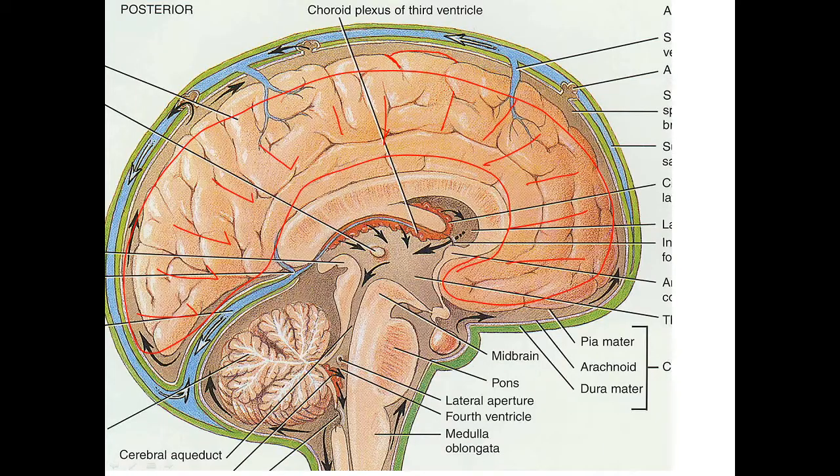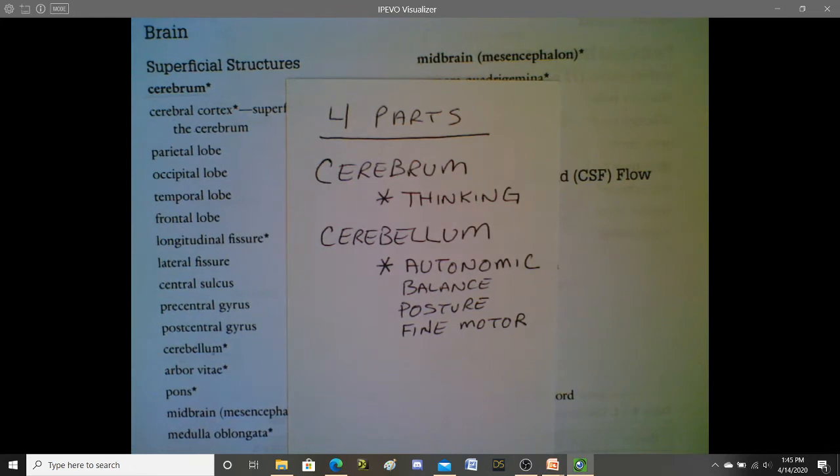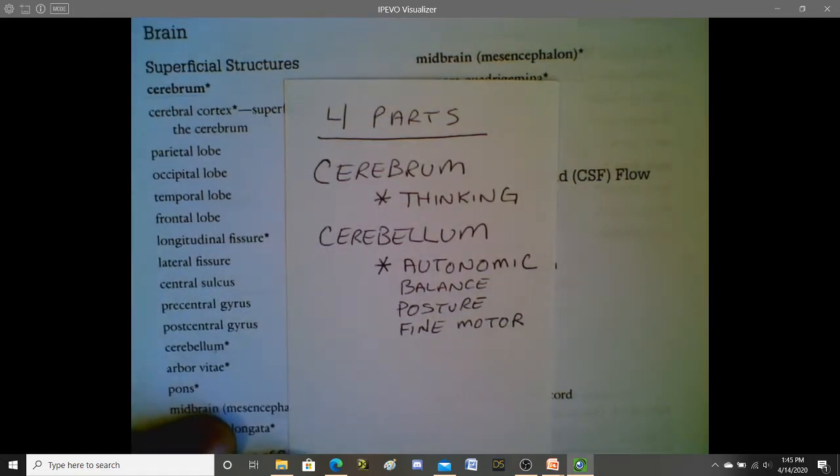So if we go back to this picture, the cerebellum is this part of the brain that kind of looks like broccoli. So it's in the lower back of the brain. In other words, it's in the inferior posterior part of the brain. And it is an autonomic center. So things like balance, posture, and fine motor skills are going to be accomplished in that region of the brain. Okay, so that is the cerebellum.